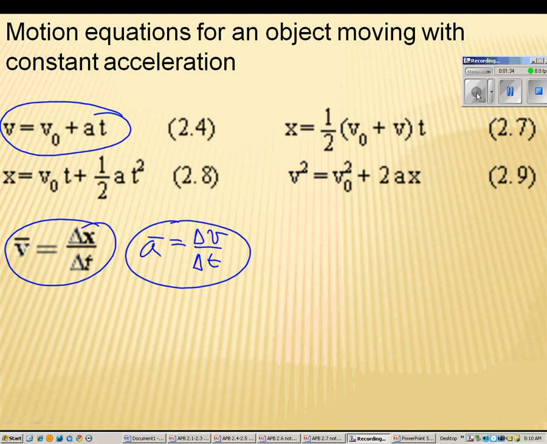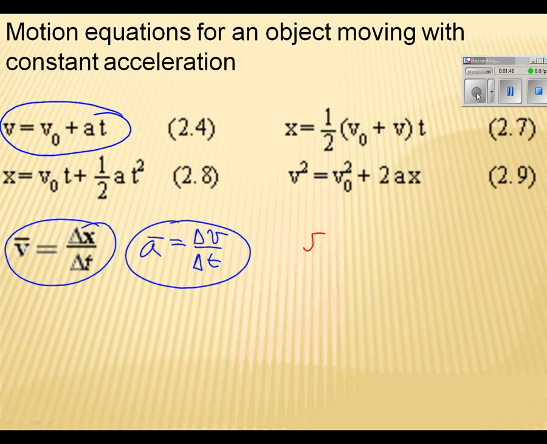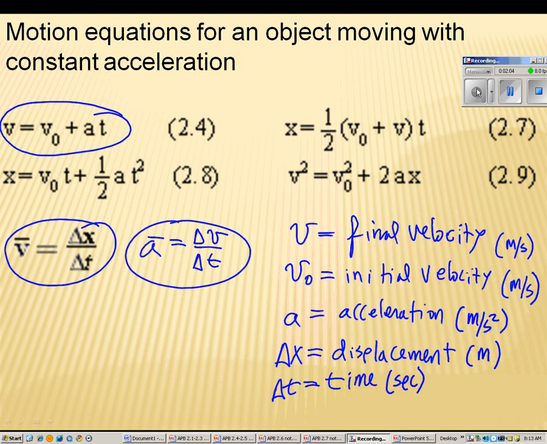So hopefully you're pausing the video, writing these down. I'm also going to write down here for you what they all mean. V means final velocity. V initial means initial velocity. And I have acceleration is a, delta x is displacement.